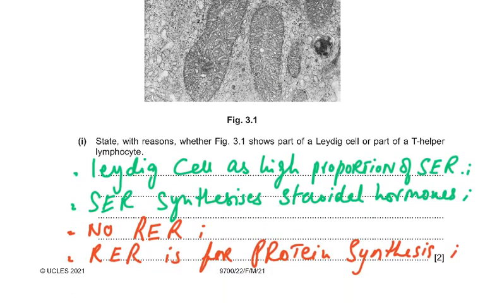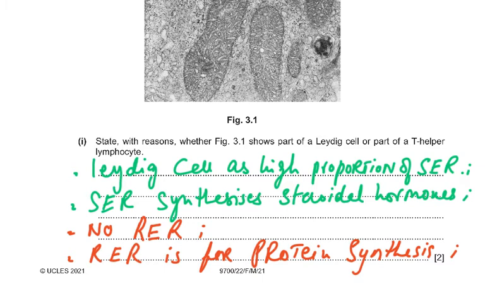Then it says state with reasons whether 3.1 shows part of a Leydig cell or part of a T helper lymphocyte. You see, a T helper lymphocyte produces cytokines, which are protein. So any cell that produces a protein should have more RER. But here we didn't see any RER. We're saying Leydig cells have a high proportion of SER, and of course, SER synthesizes the steroidal hormone. So no RER, because RER is needed for protein synthesis.